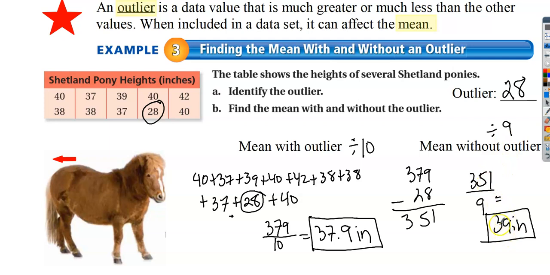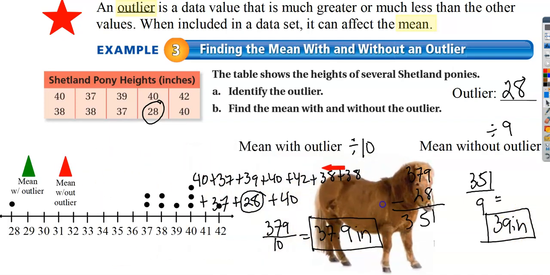And I want you to see that the 39 makes more sense because it is right in the middle of the 37 and the 40 and the 42. So the mean without the outlier totally makes more sense. And I'm going to show you on a dot plot so you can see visually what it looks like.